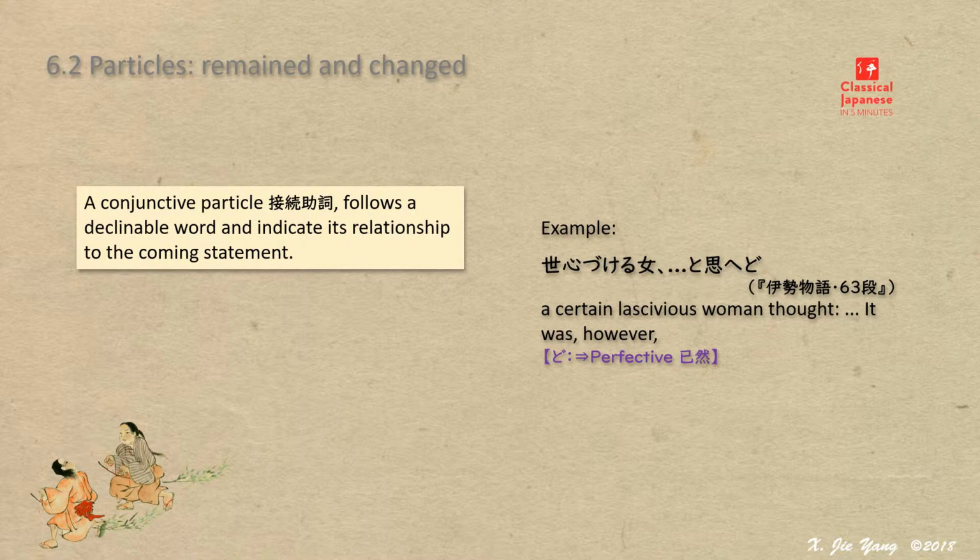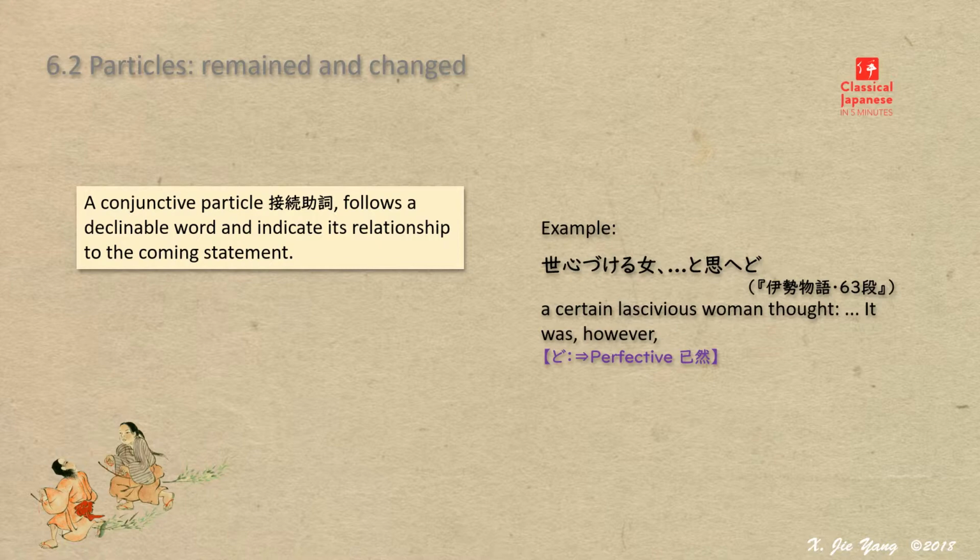We move to a different subgroup of particles. A conjunctive particle, 接続助詞, follows a declinable word and indicates its relationship to the coming statement. There are many of these words we are using both in classical and modern languages, and the center meaning remains the same. On the other hand, there are a few unique to the classical.